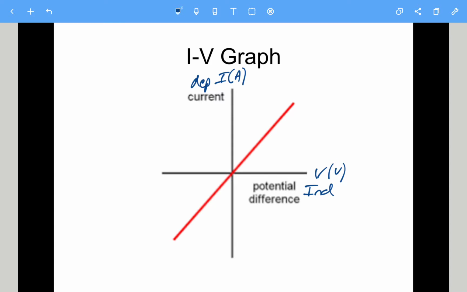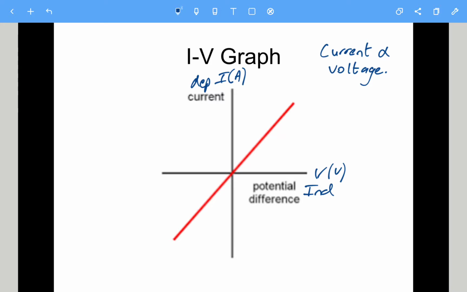And what you get when you do this experiment, you should get a nice straight line. And what that tells us is that the current is directly proportional to the voltage. So I'm going to write this: directly proportional to the voltage.